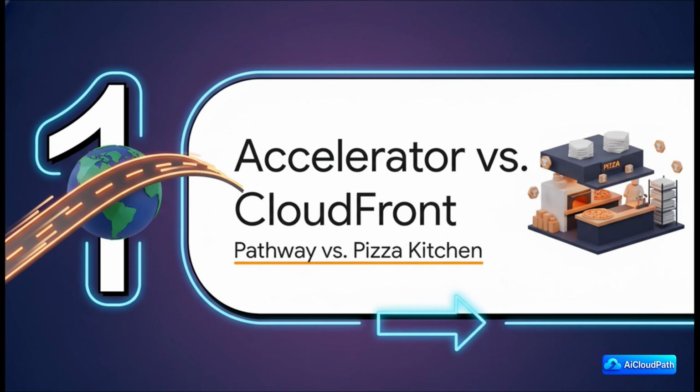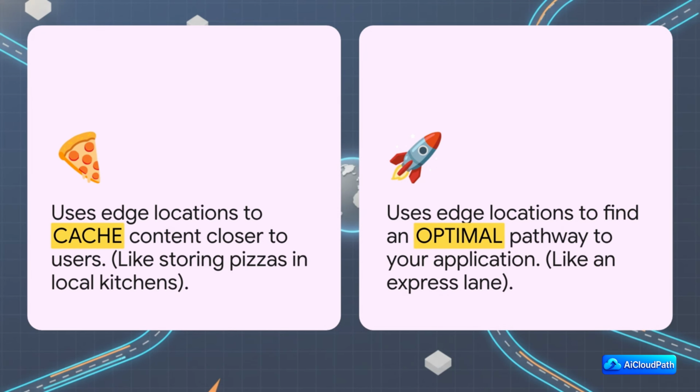Okay, so this is a big one, especially if you're studying for an AWS exam. People get Global Accelerator and CloudFront confused all the time. I mean, they both use the AWS Edge network, but they do totally different things. Let's break it down with a pretty simple analogy. So think about it like this.